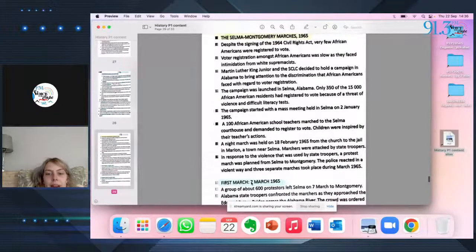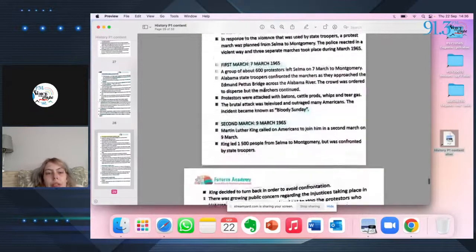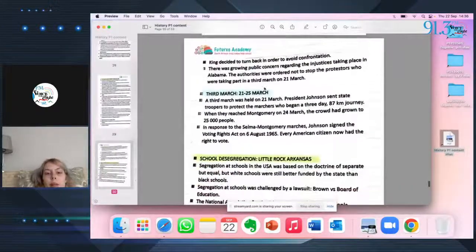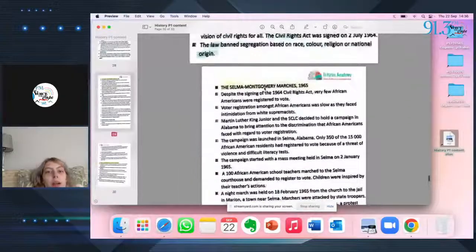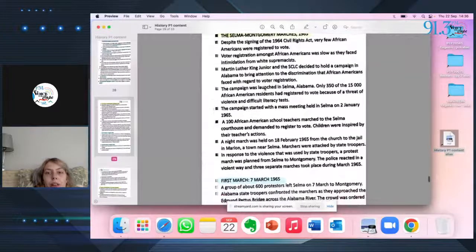Okay, and then the Selma Montgomery marches. And this was so that people could vote, the main point of these marches. And there were a few of these Selma Montgomery marches. Okay, so despite the signing of the 1964 Civil Rights Act, very few African Americans were registered to vote. Voter registration among African Americans was slow, and they faced intimidation from white supremacists.